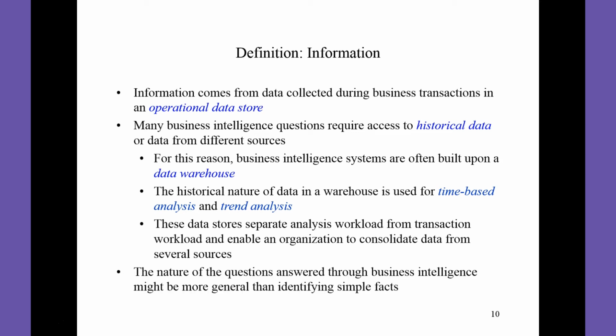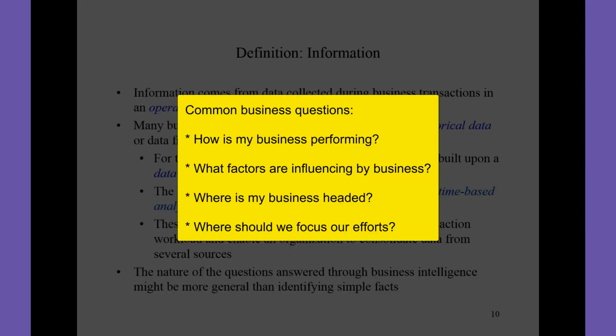The nature of the questions answered through BI might be more general than simply identifying single facts. Common questions include, how is my business performing? What factors are influencing my business? Where is my business headed? Where should we focus our efforts? To answer questions of this sort requires an understanding of the strategic goals of the organization and which areas of the business are performing well.